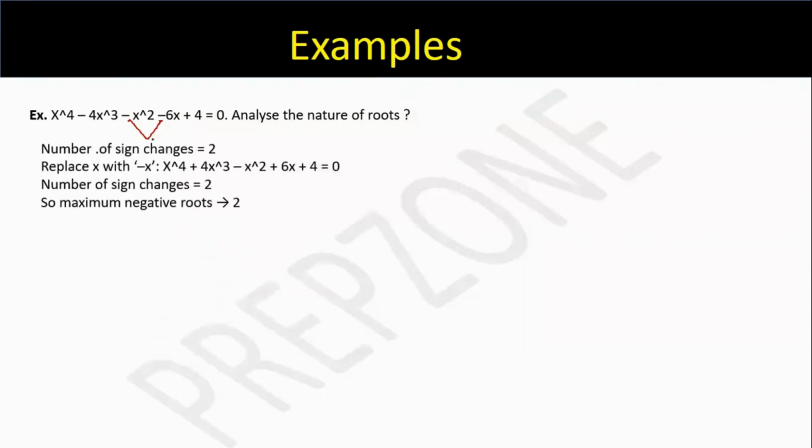So this is what is happening. Number of sign changes? Plus 2 minus is the first sign change and minus 2 plus is the second sign change. So I have 2 sign changes here.